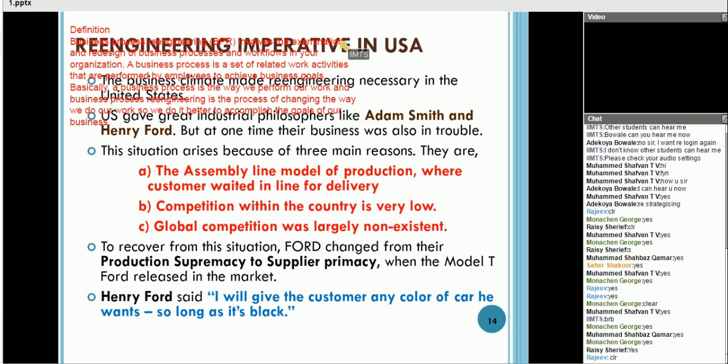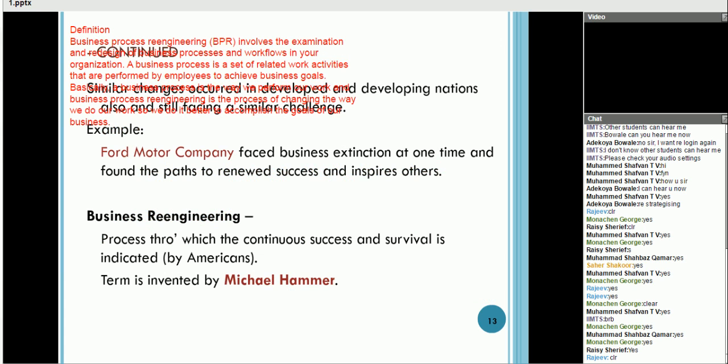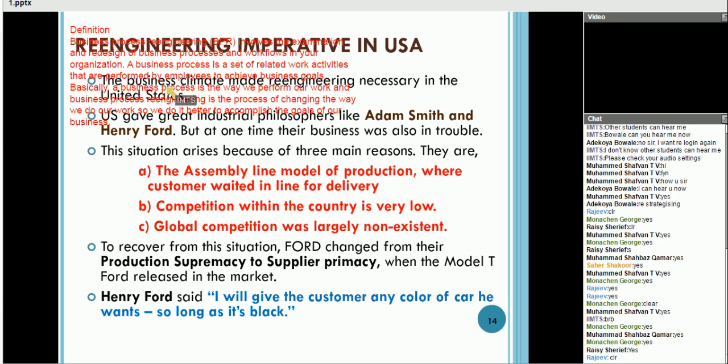Okay, so let's see about re-engineering, how it started in the US. The business climate made re-engineering necessary in the United States. The US gave great industrial philosophers like Adam Smith and Henry Ford, but at one time their business was also in trouble. This situation arises because of three main reasons. Number one, the assembly line model of production where customers waited in line for delivery.